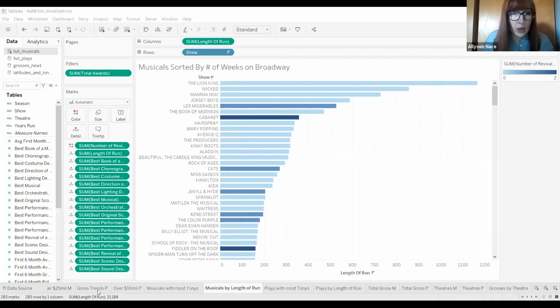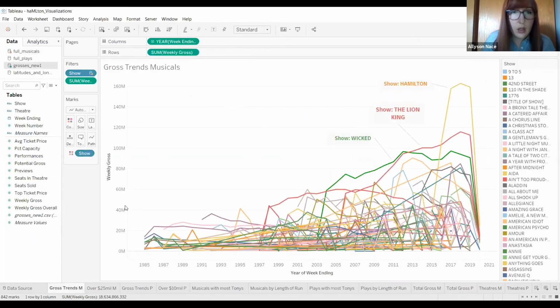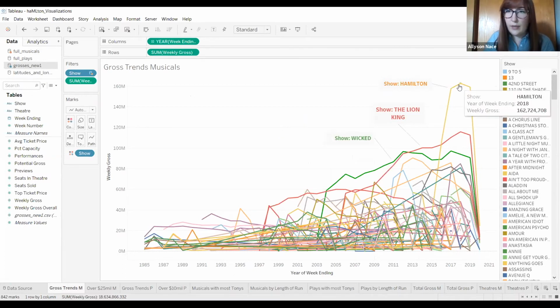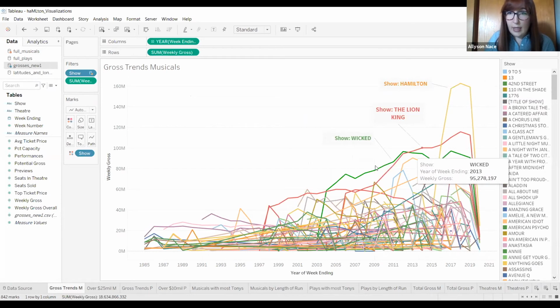Tableau is a visualization software that I first learned over the summer at Intel during my internship. Can everyone see this? Okay, cool. I was able to feed all of my data into this and do some data blending, so it has access to all of my data sets. This is just grossing trends for musicals. The heavy hitters in the musical categories, you can see I have them labeled, are haMLton, The Lion King, and Wicked.